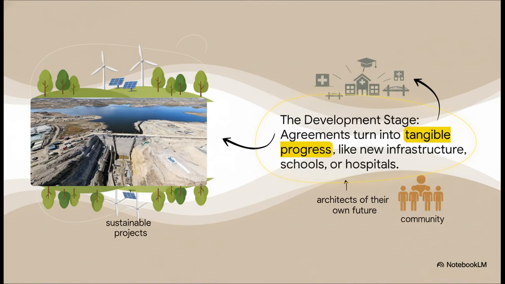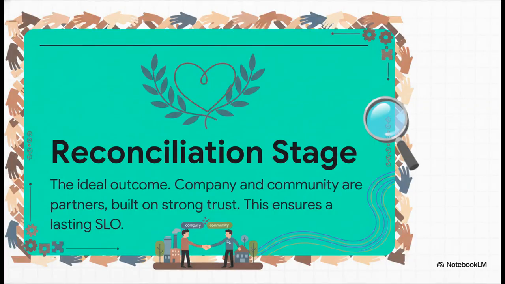After all that talk, the agreements have to become real. The development stage is where words finally turn into action. People in the community need to physically see and feel the results, the new clinic, the better schools, and what's really important here is that the community takes the lead. They become the architects of their own future, aiming for self-reliance that will last long after the company's project is done.